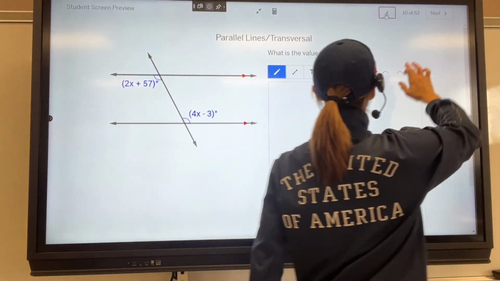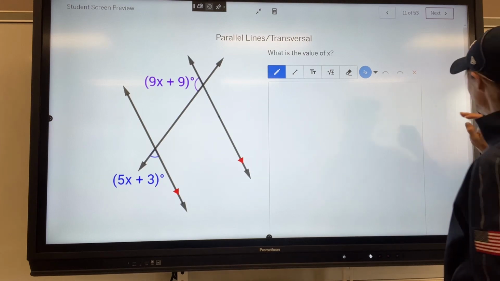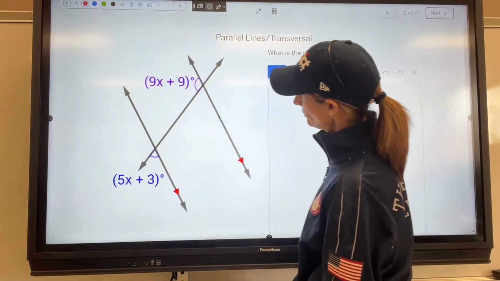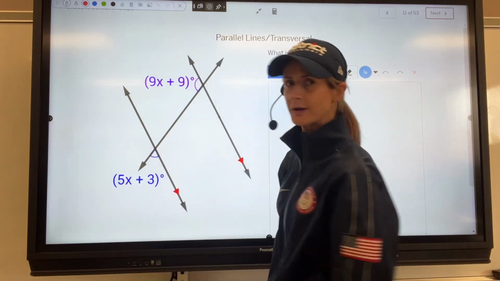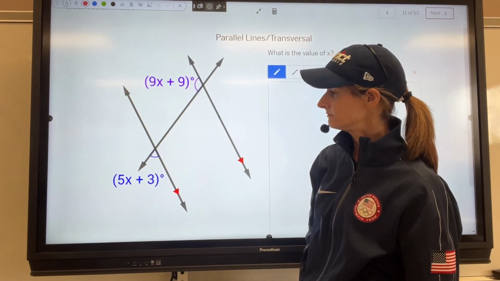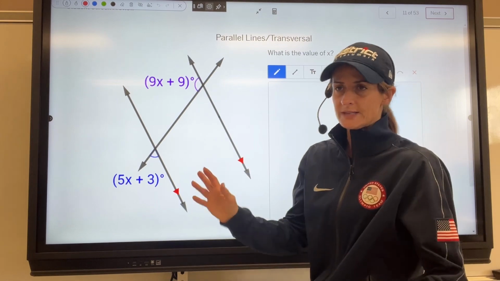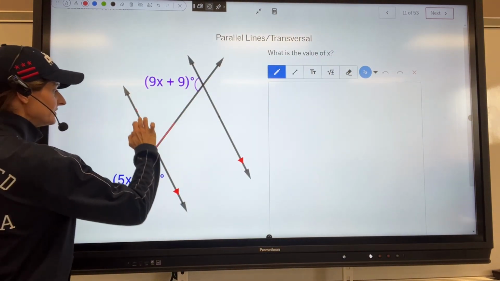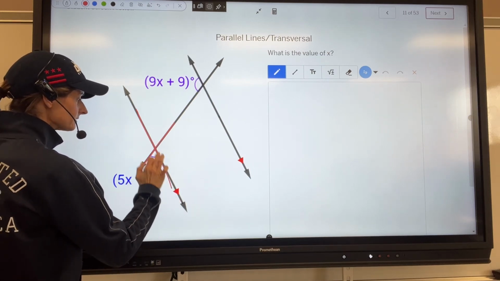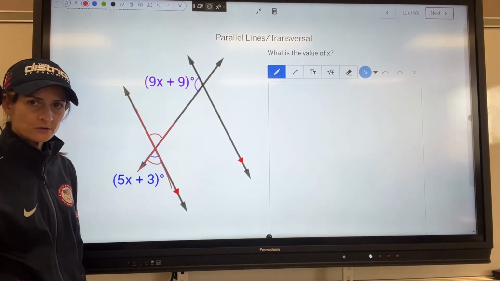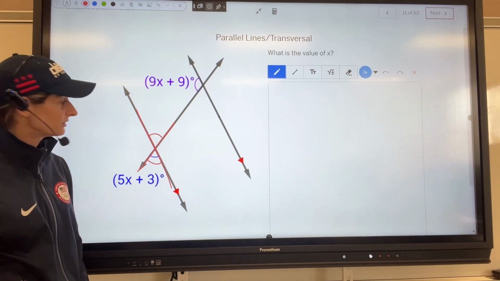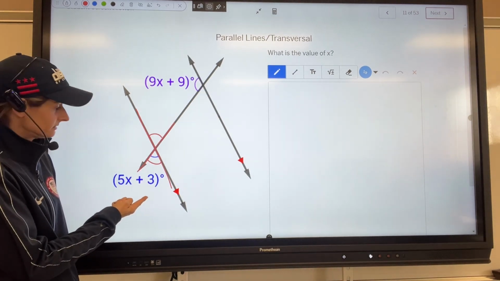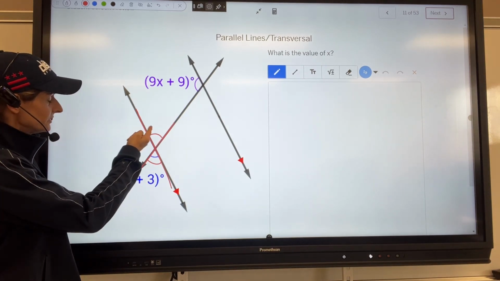Next problem is a little trickier because we're not given a relationship where we have one interior angle and one exterior angle. So we're gonna have to move something around, and there are several options. But I'm looking at this and I'm saying, whoa, aren't these vertical angles? Vertical angles are congruent, which we learned in the last unit. So if this angle is 5x plus 3 degrees, so is this one. They're the same.